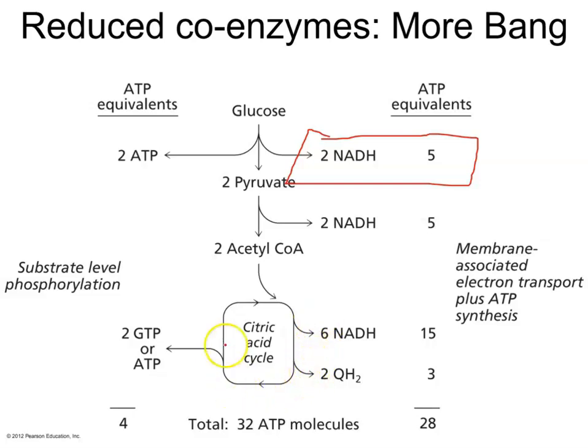And then during the citric acid cycle, we get NADH, we get 6 reduced coenzymes that's equivalent to 15 ATPs, and then these 2 FADH2s, which is equivalent to only 3 ATPs. So not as much energy in these reduced coenzymes as in NADH.